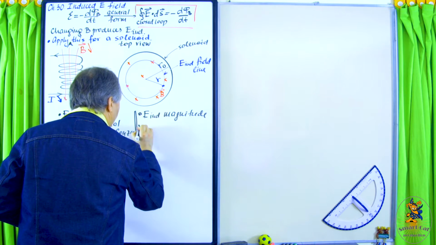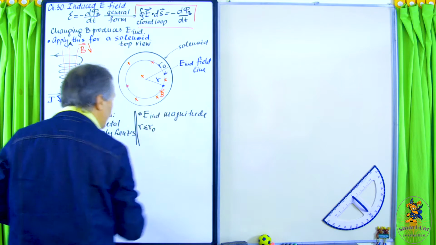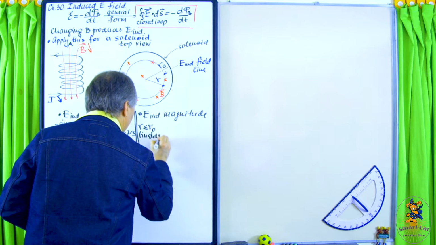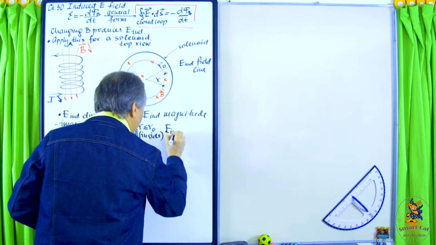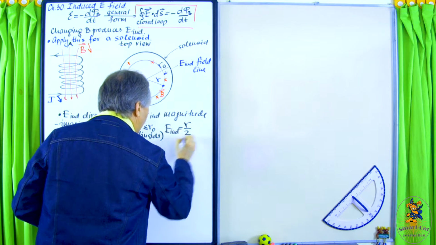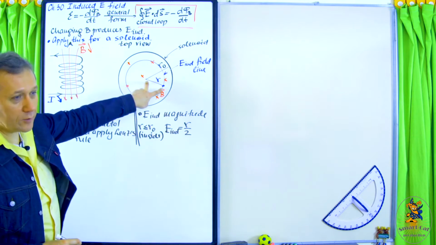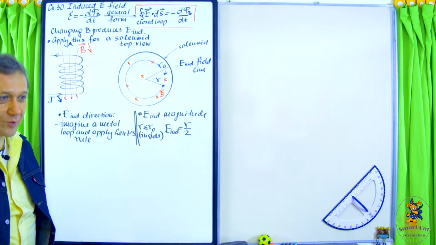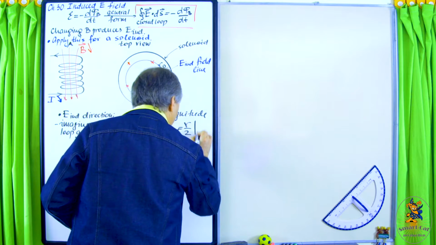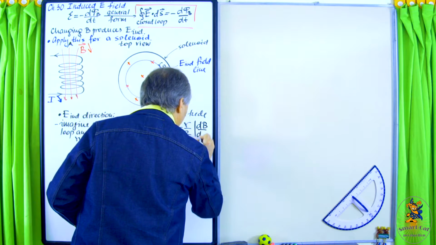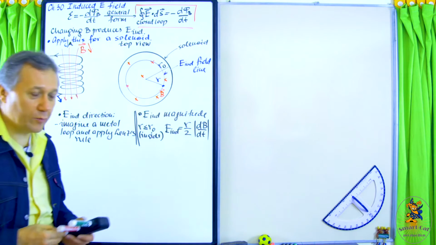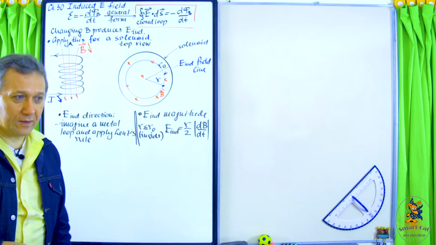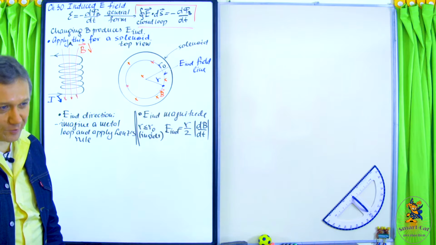So the field for r smaller than R naught, inside. First, inside. And the expression is E induced equals r over 2, where r is the distance from the center to the point where you want to know the value of the induced electric field, times the rate of change of the magnetic field, dB/dt. So that's what we will need today. Basically this formula, and that fact, how we can find the direction of the induced electric field.